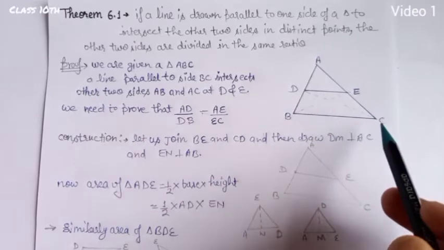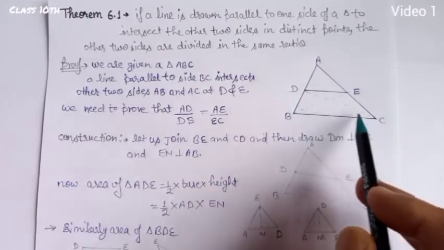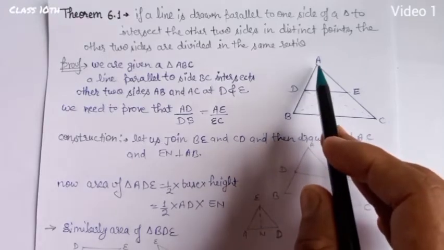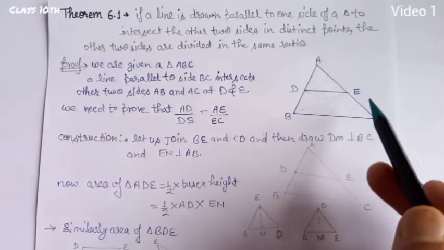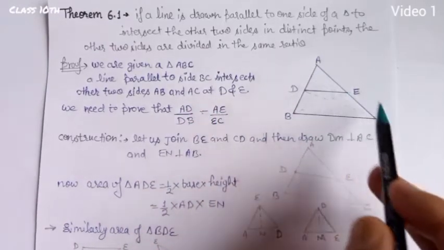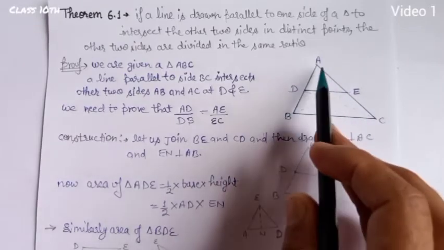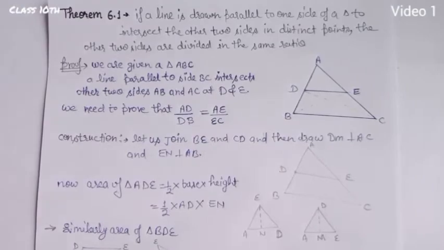So students, we need to prove that if a line is drawn parallel to a side of the triangle, meaning BC, it divides the other two sides in the same ratio. So this is AD upon DB is equal to AE upon EC. AD upon DB equal to AE upon EC. Okay, so let's do the construction.